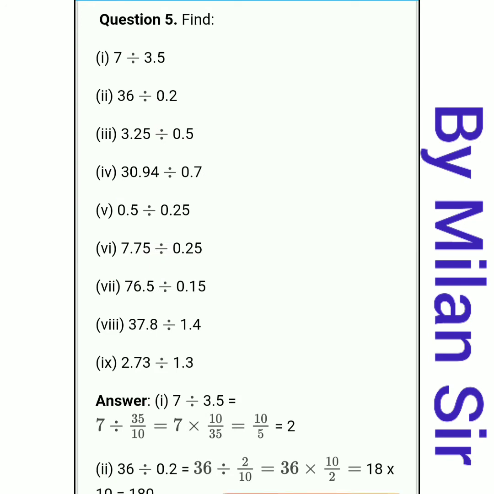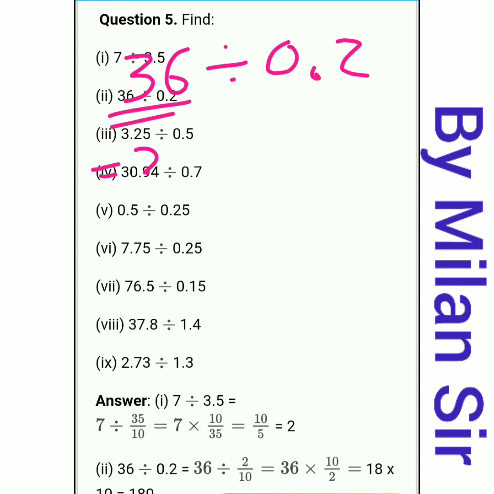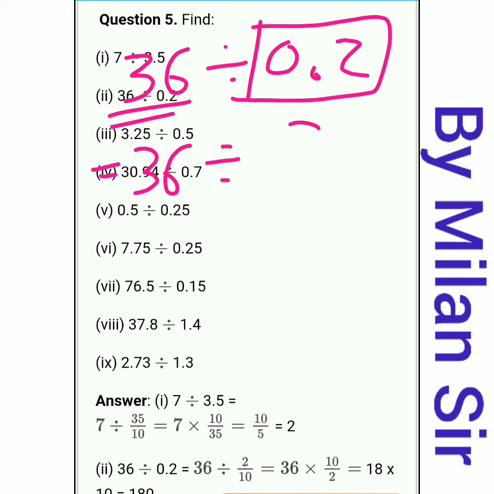Next, question number 2. 36 divided by 0.2. First of all, our 36 remains as it is. Division remains as it is, because we need to convert this decimal number into a fraction. So ignore the decimal point. So 0 2 means 2. After the decimal point we have one digit, so we put 10 in the denominator, with 1 before it, so 10. So 0.2 is equal to 2 divided by 10.